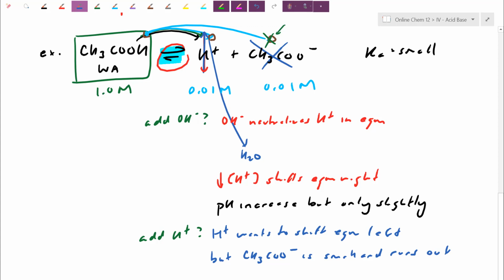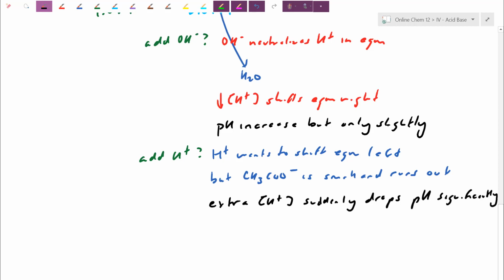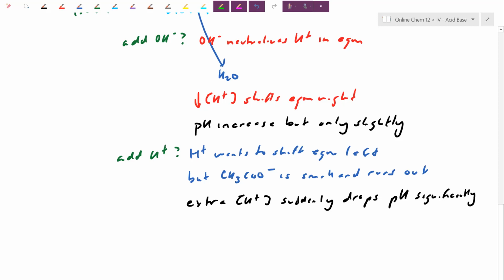All that extra H plus is going to make a sudden jump here. So once that happens, all the extra H plus that we have suddenly drops the pH significantly, by a huge extent, because there's no shifting, there's no getting rid of it. So far, this one here is sort of half a buffer. Buffers need to be able to control both base and acid. So far, I can control small additions of hydroxide, but I cannot control H+.